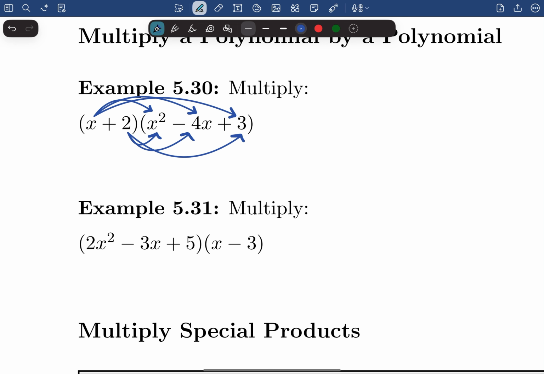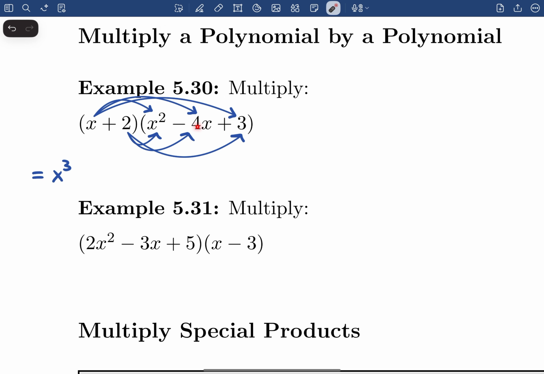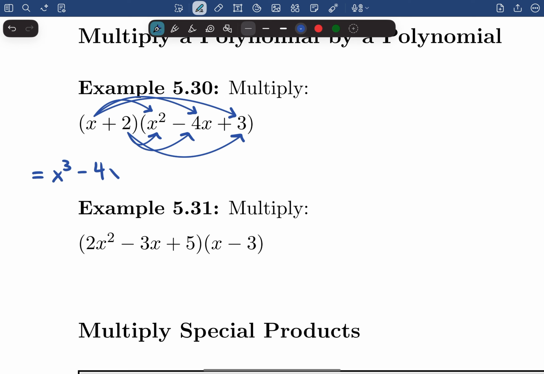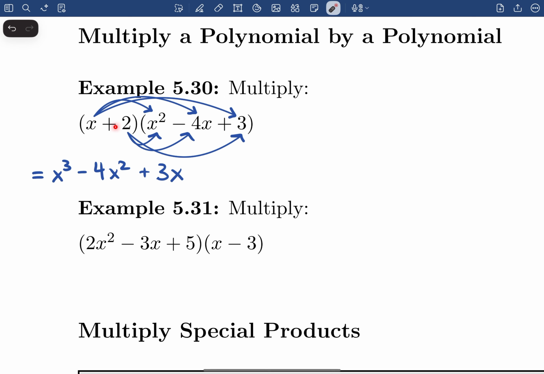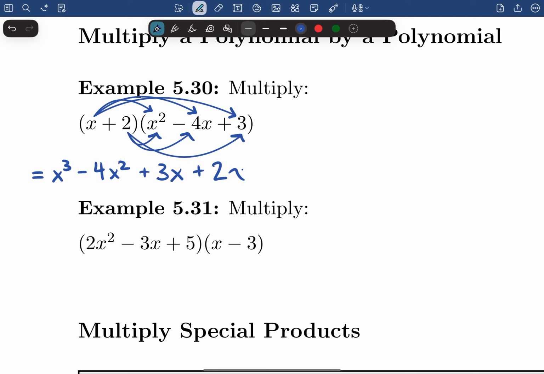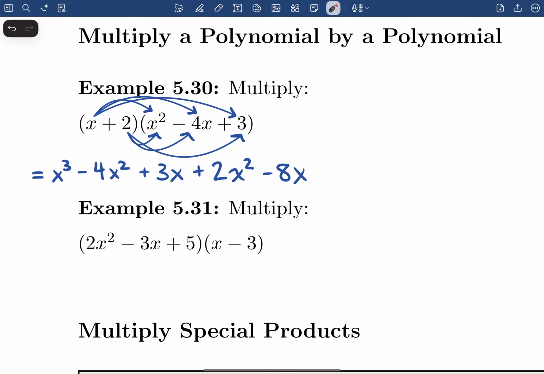So let me start. I'm going to multiply x times x squared, and that will give me x cubed. There's my first term. Now x times negative 4x, that's negative 4x squared. Now x times positive 3, that's a positive 3x. Now I move on to this term, 2. It's positive 2. So positive 2 times x squared, well, that's a positive 2x squared. And now positive 2 times negative 4x, that's a negative 8x. And positive 2 times positive 3, that's a positive 6.